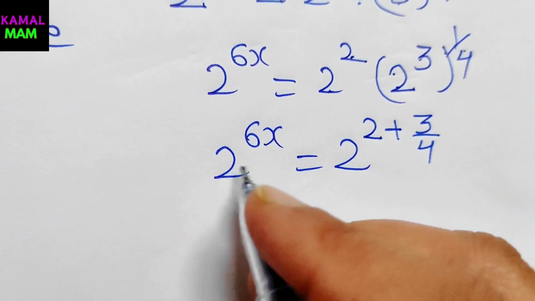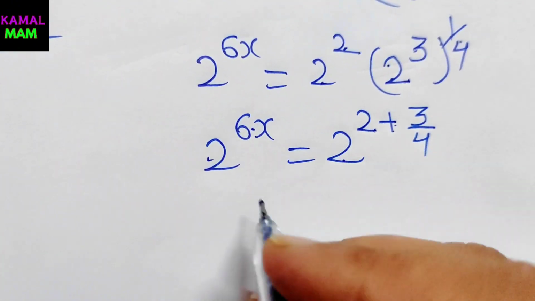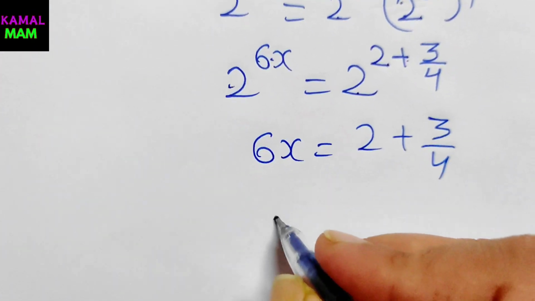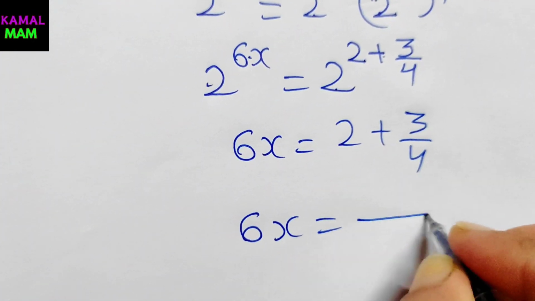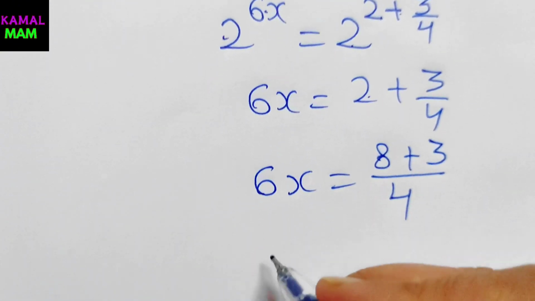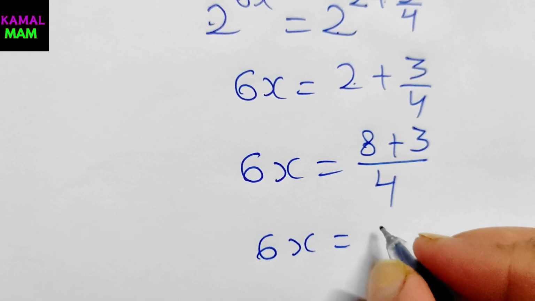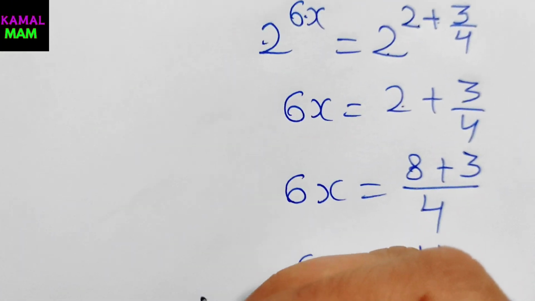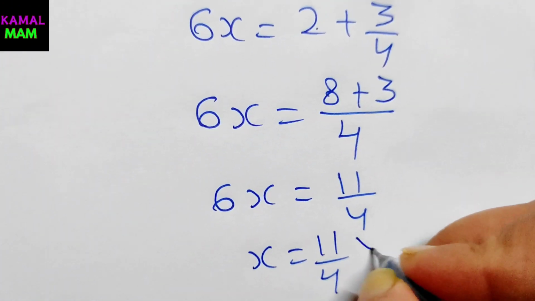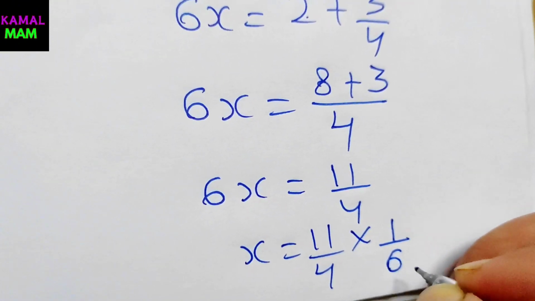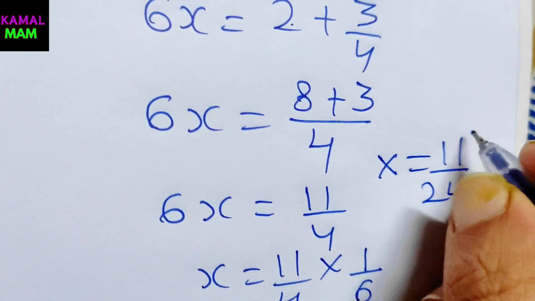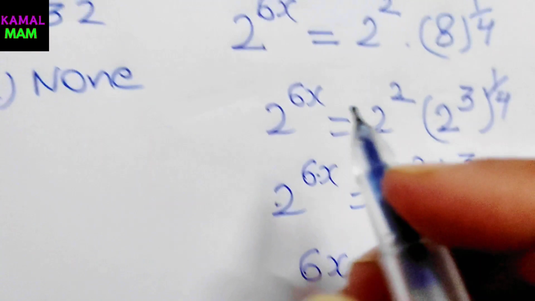So in the next step, as the base is the same, we can equate the powers. 6x is equal to 2 plus 3 by 4. So 6x is equal to, we can take the LCM now. 4 is the LCM, 4 twos are 8 plus 3. So 6x is equal to 11 by 4. So finally we get x is equal to 11 by 4 into 1 over 6 here. So finally we get x is equal to 11 by 24 as our final answer. That is this one.